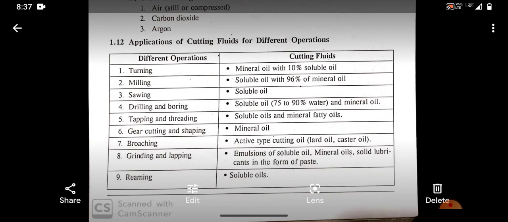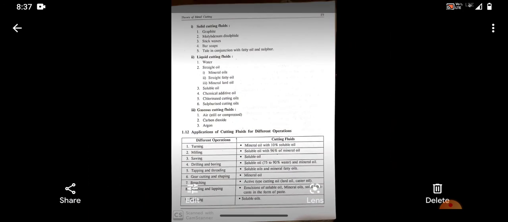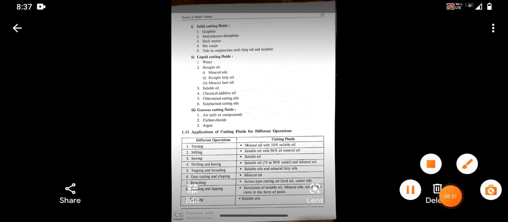So what are the applications? You can see for the different operations what cutting fluids they are using. Starting operation, mineral oil with 10% soluble oil, milling soluble oil with 96% of mineral oil. Like this for different operations you can just read it yourself, so that you will come to understand easily what is the use of cutting fluid. So you just read once again yourself, you will understand clearly about this.